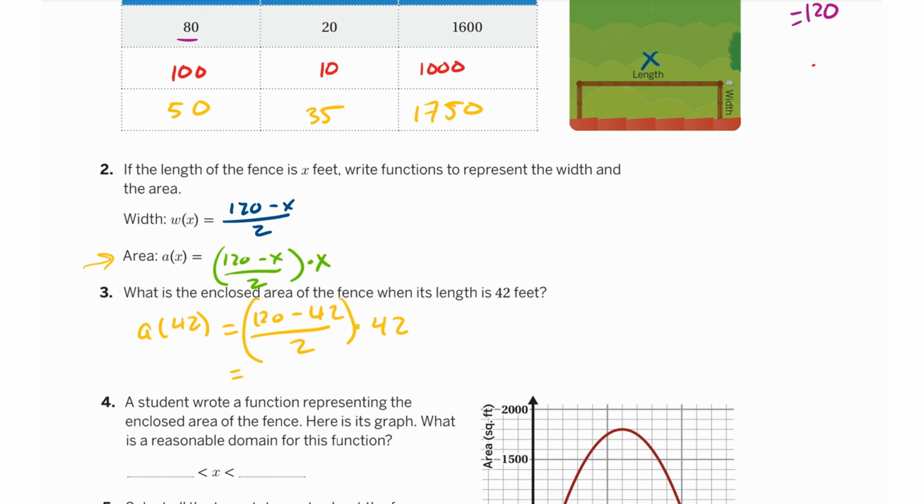And then 78 divided by 2 is 39. And then 39 times 42 is 1,638. And we're going to say that it is square feet as my units for the area when the length is 42.